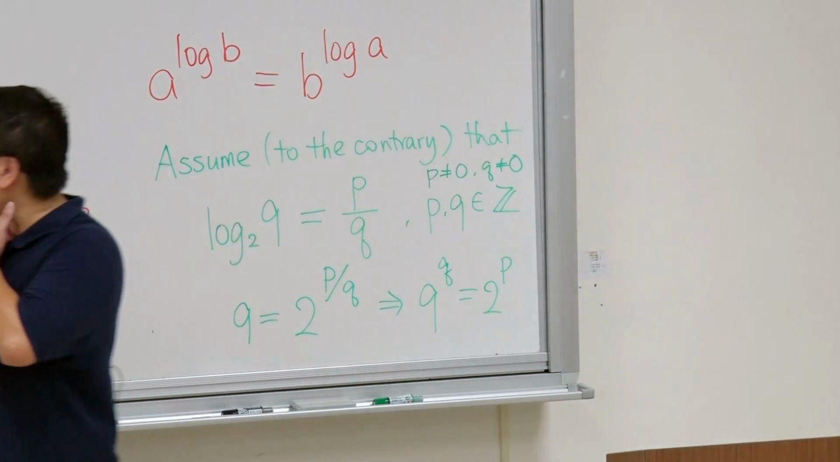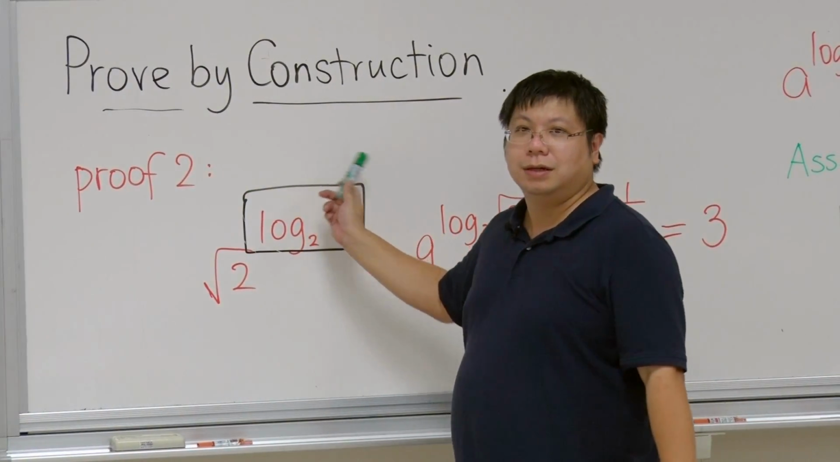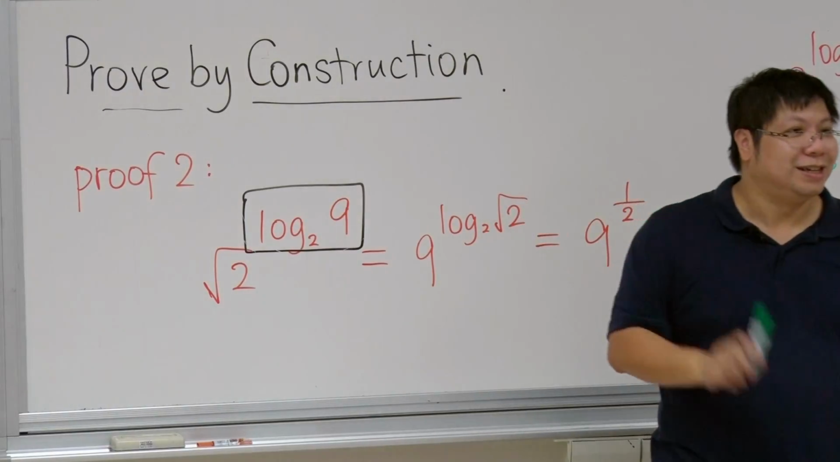Now, so using this proof 2, we really get the irrational to the power irrational equal to rational. Okay? Good. So that's it.